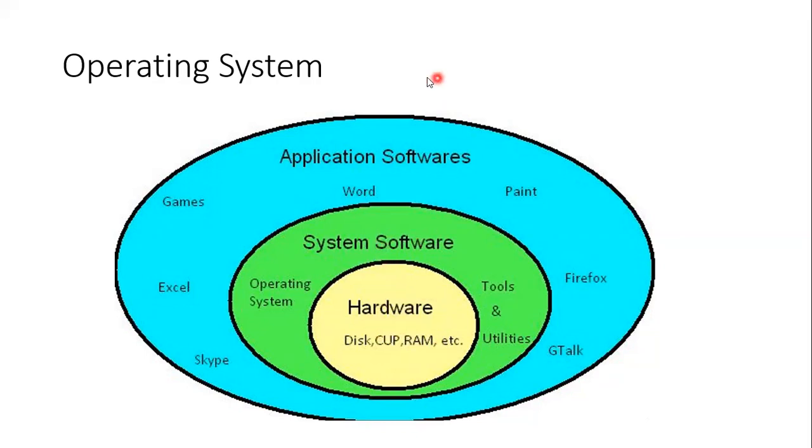And then again, the application software. The user can interact with the system through application software, such as Word, Paint, the Office software we use, or the text editors. Then the operating system takes this software and communicates with the hardware. So the operating system is the heart of the system.